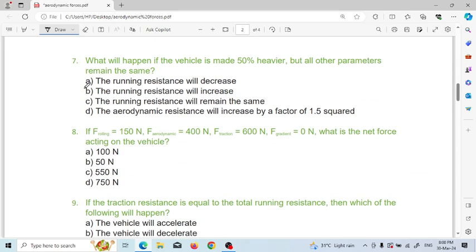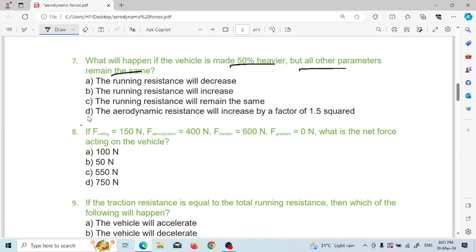Next, question number 7. What will happen if the vehicle is made 50% heavier but all the parameters remain the same? Options are: running resistance will decrease, running resistance will increase, option C remains the same, and option D, aerodynamic resistance will increase by a factor of 1.5 squared.